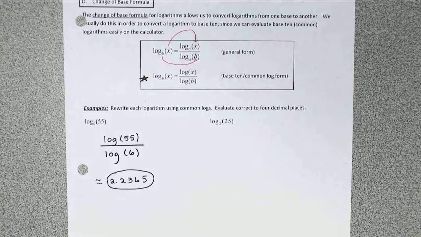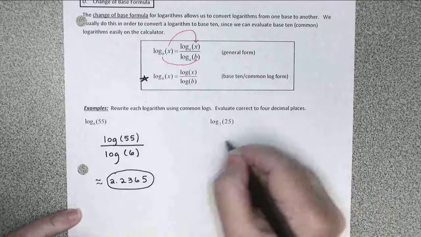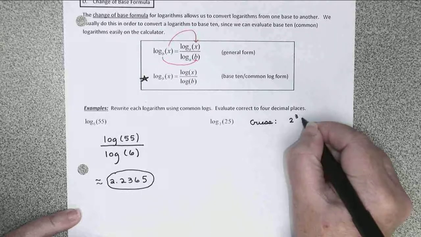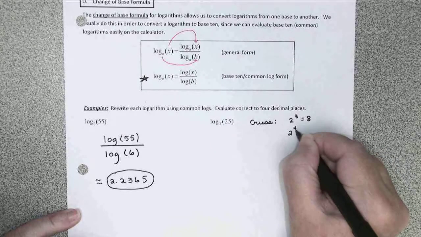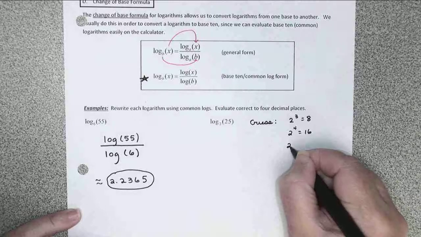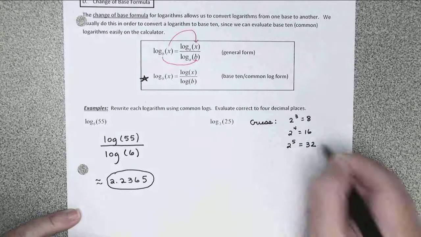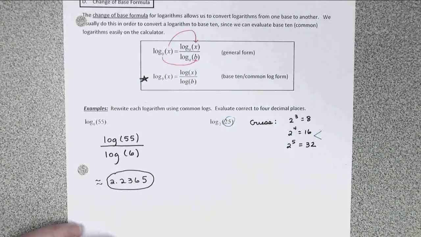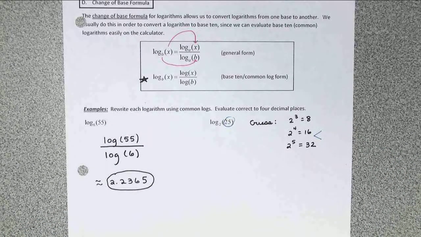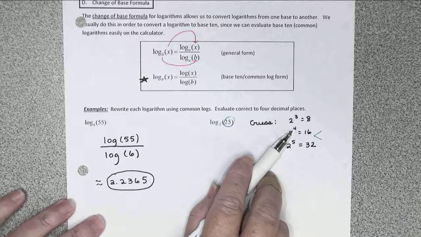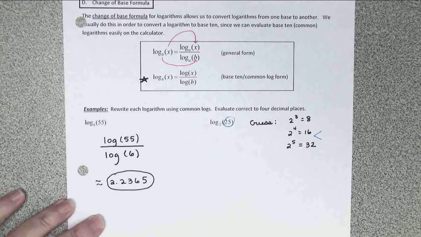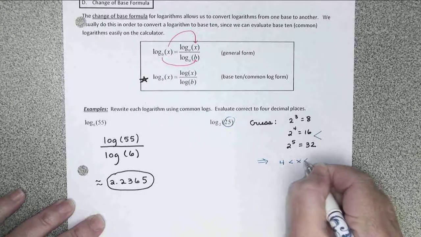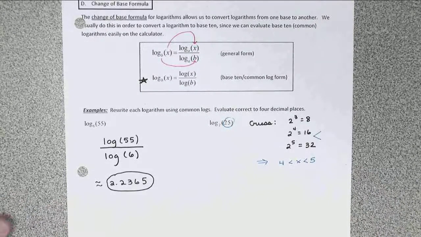Let's make a guess on this one first. Let's see, 2 cubed is 8. 2 to the 4th is 16. 2 to the 5th is 32. My 25 is in between there, right? Between 16 and 32. So my guess is the answer is going to have to be something between the 4th and the 5th powers. Let's check.